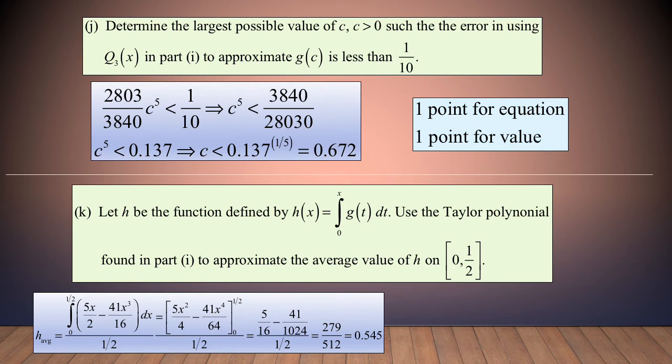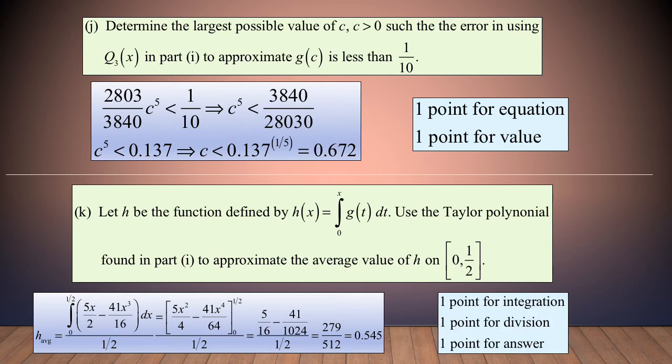This is 5x squared over 4 minus 41x to the fourth over 64, evaluated from 0 to 1/2, all over 1/2. This is 5/16 minus 41 over 1024, all divided by 1/2. And doing the arithmetic, we get 279 over 512, and our average value is 0.545. 3 points for this problem, 1 point for doing the integration, 1 point for the division, and then 1 point for the final answer.